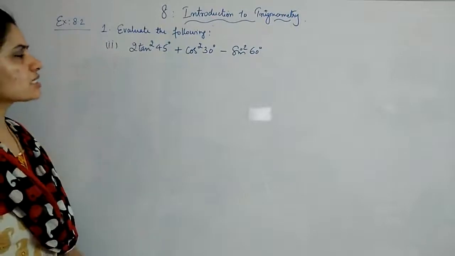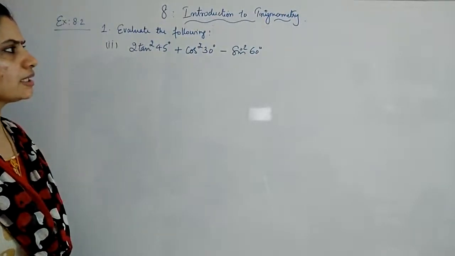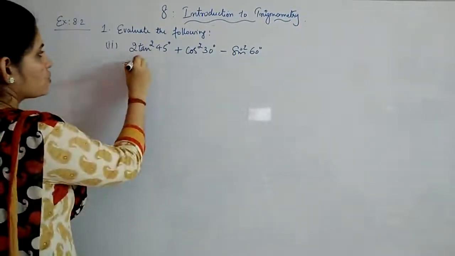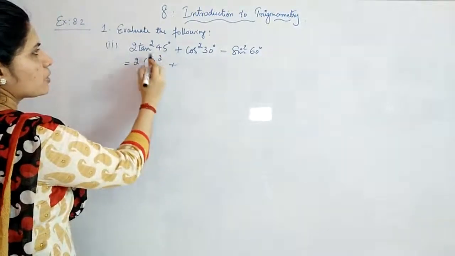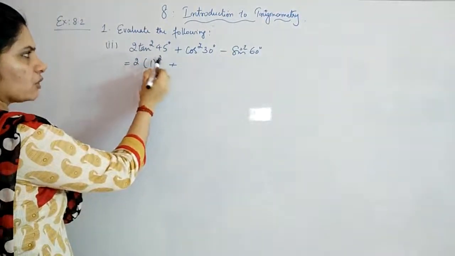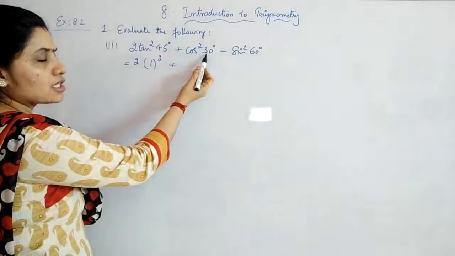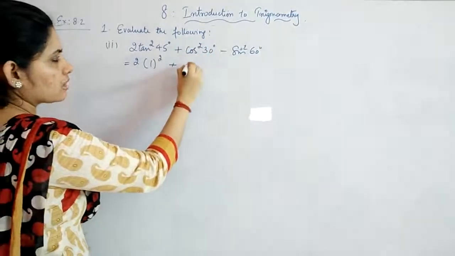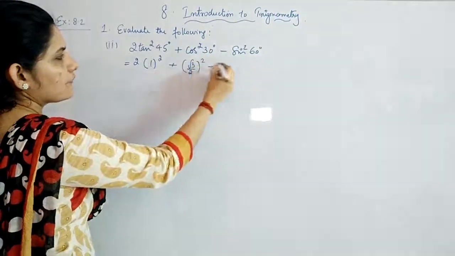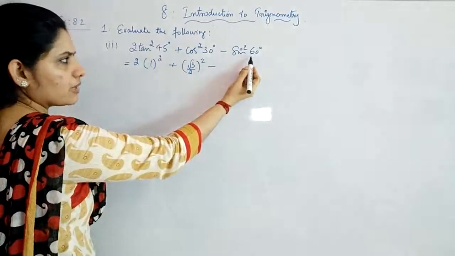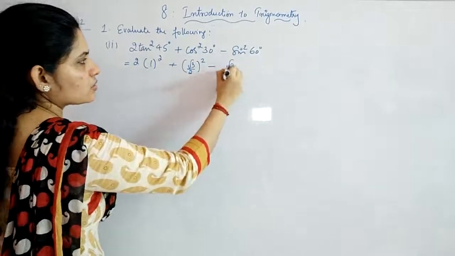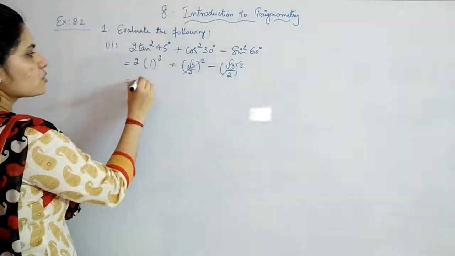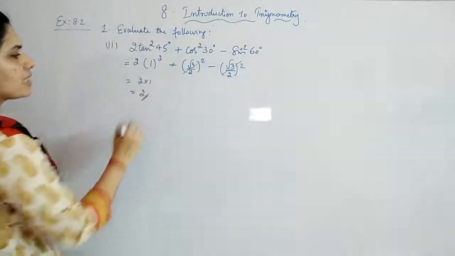Second subdivision is 2 tan square 45 degree plus cos square 30 degree minus sin square 60 degree. Again, tan 45 is 1, so we will have 2 into 1 the whole square, because it is tan square 45. Again, cos 30 is root 3 by 2, and cos square 30 means root 3 by 2 the whole square, minus again sin 60 is also root 3 by 2, and sin square 60 means root 3 by 2 the whole square. So you can just cancel here itself, so that you will get 2 into 1, which is 2. So the answer is 2.